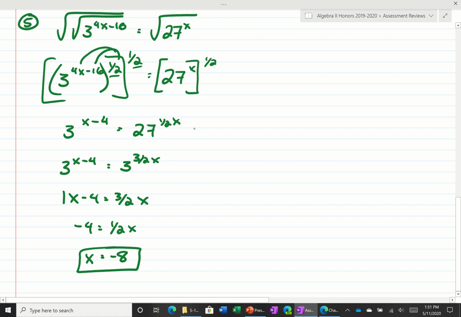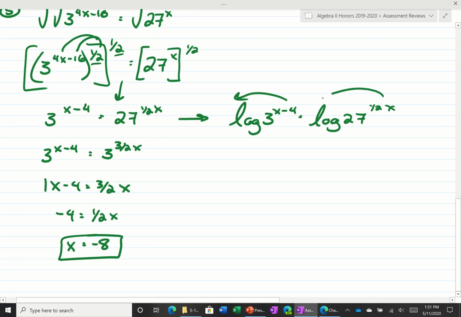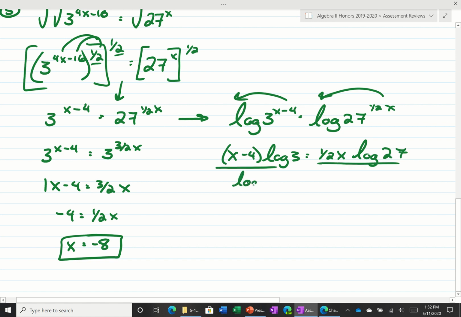Or at this stage, we could have used logs. Could have done logs right here. We'll go from this step to this step. If you were to take the log of both sides, bring the powers down, divide both sides by log 3. You'd get x minus 4 is equal to 3 halves x, or 1.5x is what this would actually come out to. And then you'd get x as negative 8, no matter which way you do it.